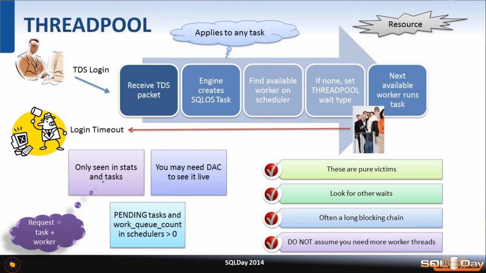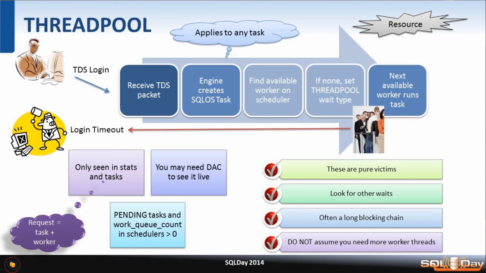So if you see over here, if I clear the thread pool wait type when I become a request because I have a worker, I'll never see it in the actual request wait type. You'll only see this in OS waiting tasks, for example, or in DM OS wait stats. And from my personal experience, if this becomes a major problem, you probably can't even run a query to look at these DMVs. So you need to run dedicated admin connection typically to see it as a live problem.